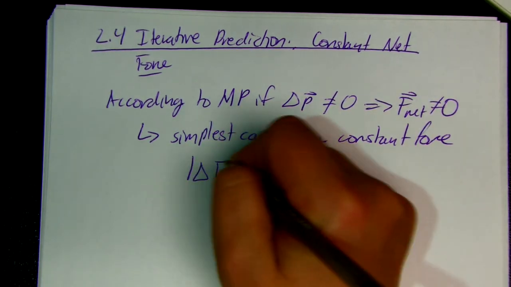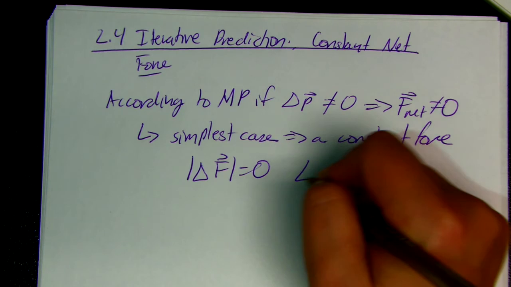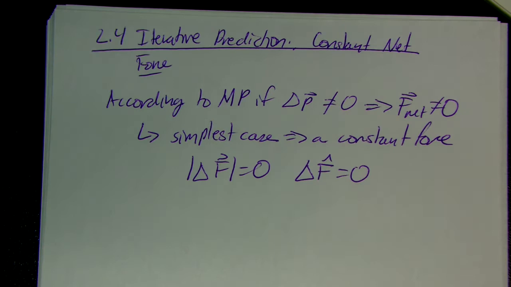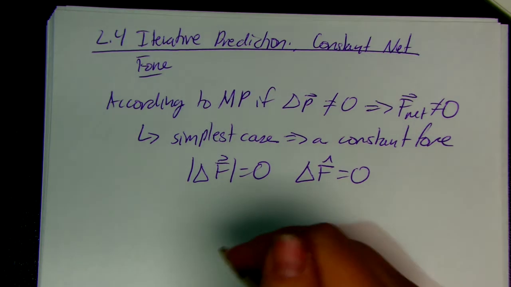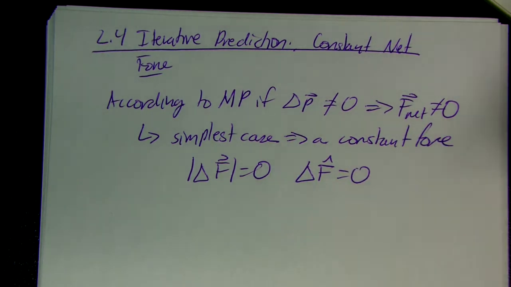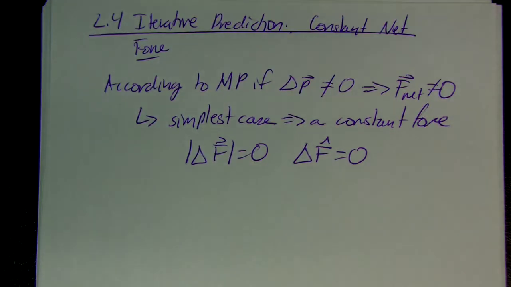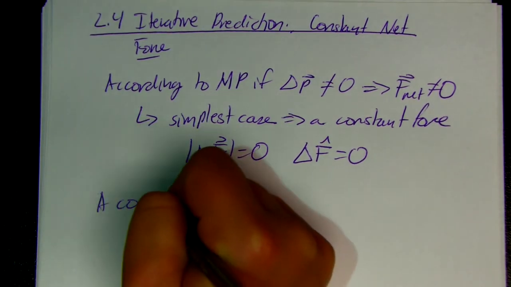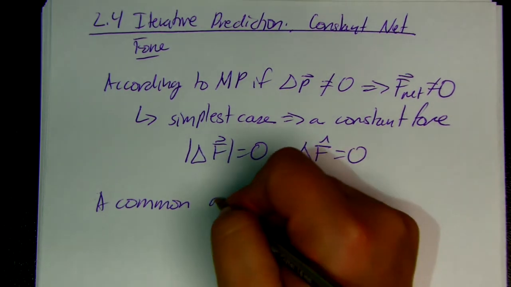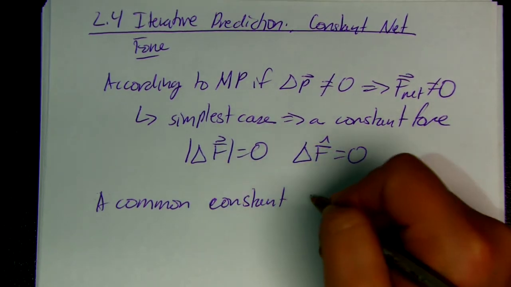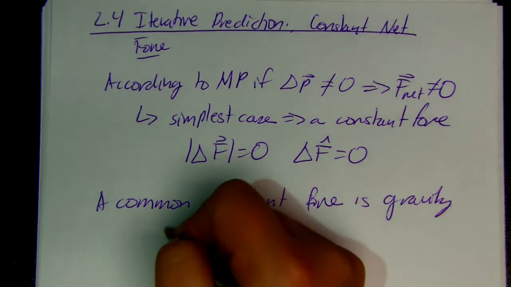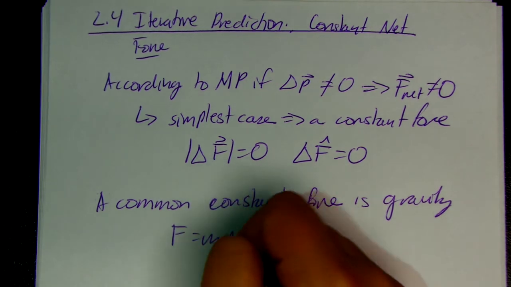That means the change in force is equal to zero: the change of the magnitude of the force is zero, and the change of the direction of the force is zero. This isn't the most realistic as far as real-world situations, but it's very useful for modeling and illustrating the concepts, which can then be applied to more complex systems. A common constant force is the force of gravity on Earth. In this case, force would be equal to mg.